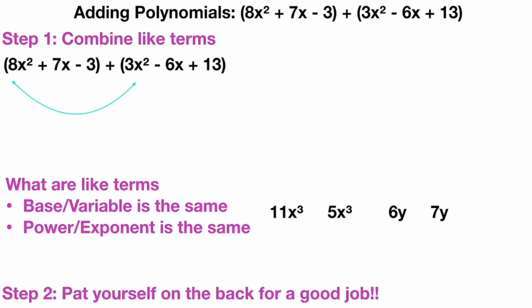So, first we have to add 8x squared plus 7x minus 3. Now, first you have to add 8x squared plus 3x squared, which would be 11x squared. Then you have to add 7x and minus 6x. 7 minus 6 is 1, so this would be plus 1x. Now you have to add minus 3 and 13. 13 minus 3 is 10, so this would be plus 10. Don't forget the addition or subtraction signs, the positive or negative signs. These will be very important.